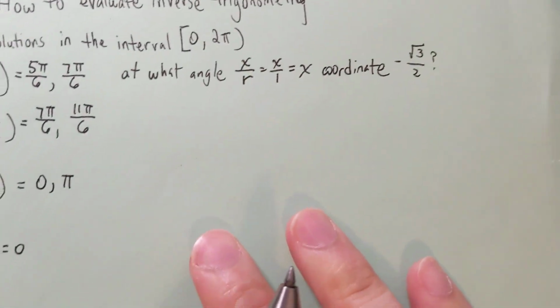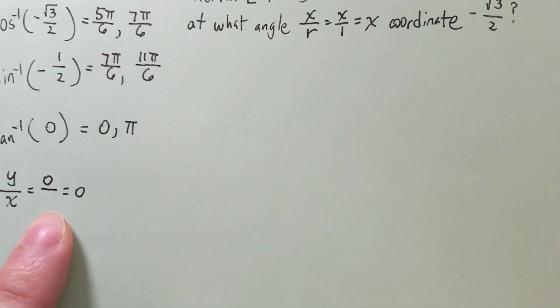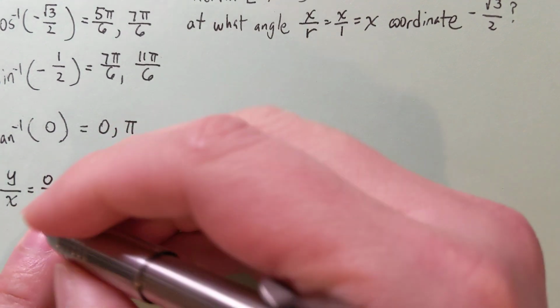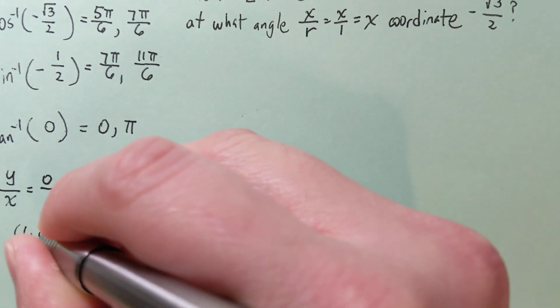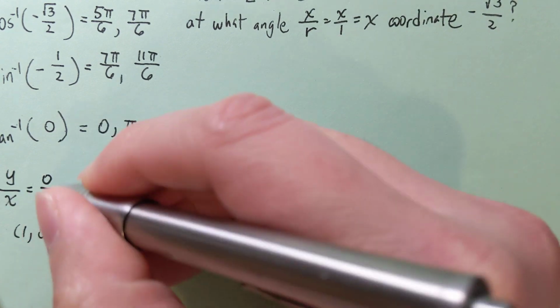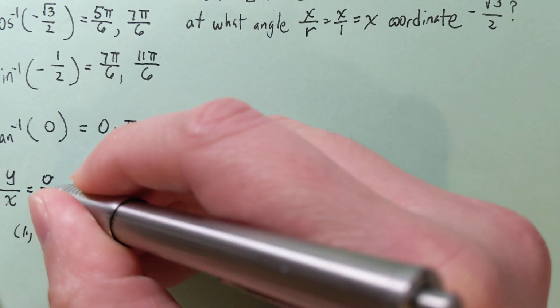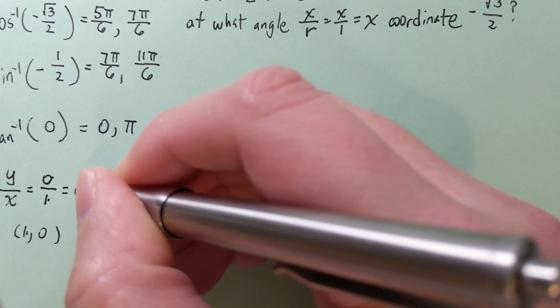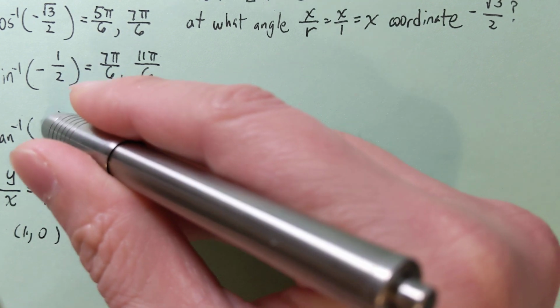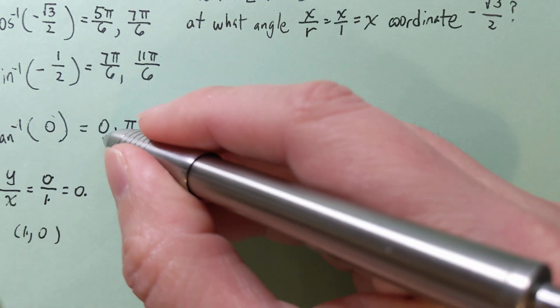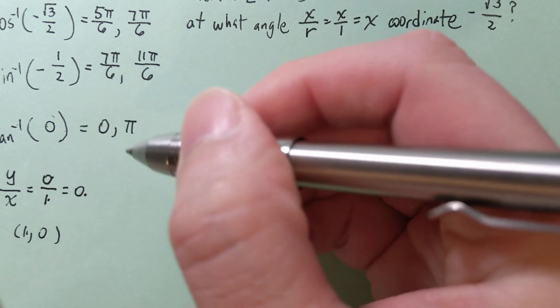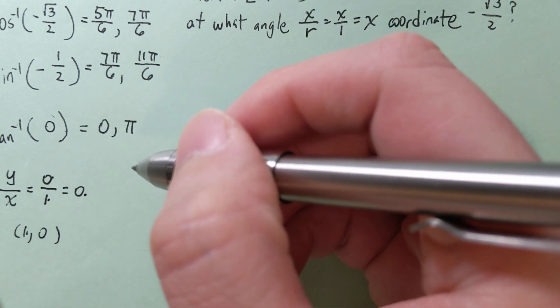If you want to make sure that it is 0, we can check at 0. The coordinates are 1, 0. If you put the y coordinate on top and the x coordinate at the bottom, 0 divided by 1 is in fact 0, which is what we were aiming for. And that's why at 0 radians, it does give you a ratio of 0 for y over x.